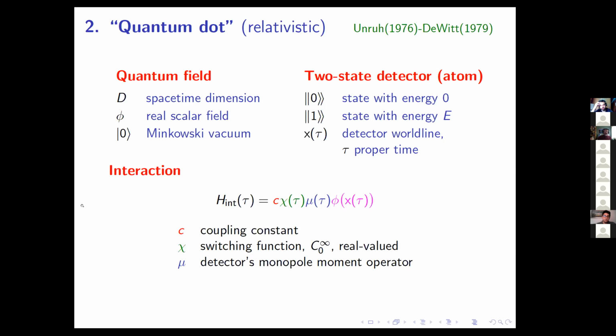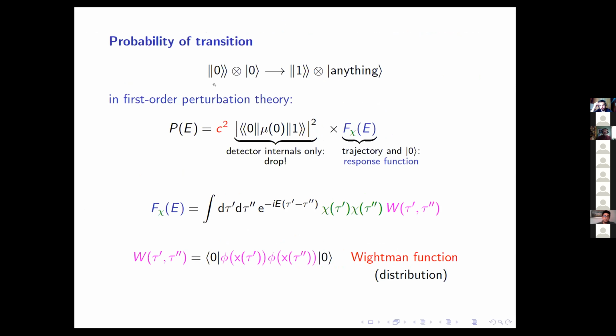And in this standard setting, we now ask for the probability of transition. You start with the field in its Minkowski vacuum. You start with your quantum dot in the state 0.